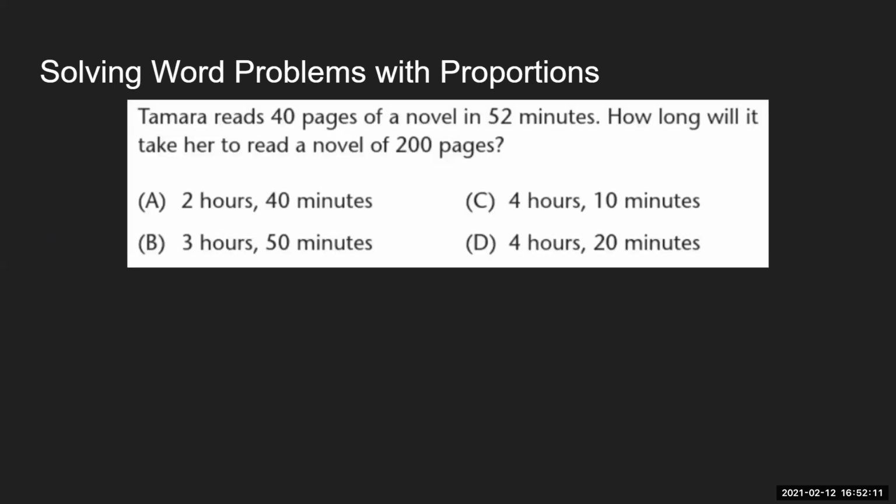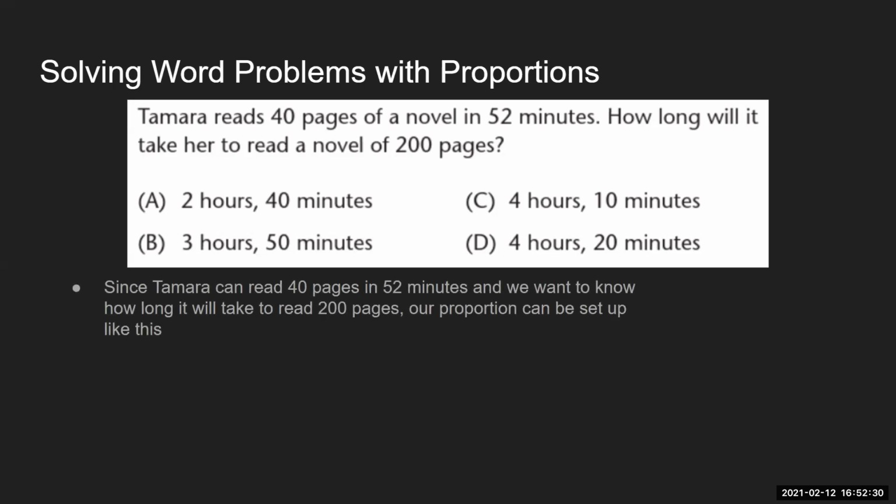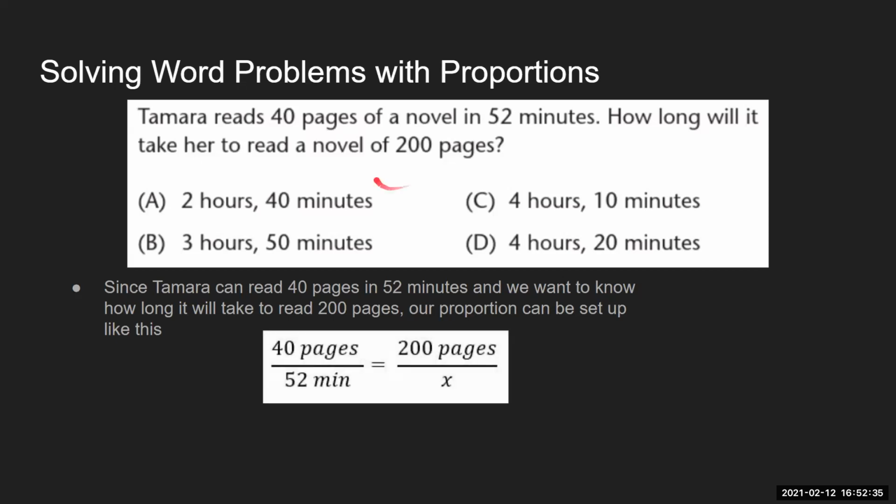So we have Tamara here. She reads 40 pages of a novel in 52 minutes. We want to know how long it will take her to read a novel of 200 pages. So she can read 40 pages in 52 minutes. 200 pages are going to take her how long to read? So we can set up our proportion to look something like this. So we have 40 pages in 52 minutes, 200 pages in X number of minutes. So make sure you keep your quantities and your units the same. So we have pages on the top on both and minutes on the bottom, because then we're going to cross multiply.